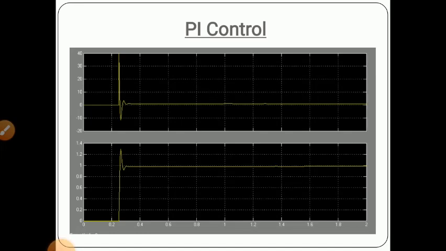Like this it is shown. The first graph indicates the error signal, and the second graph shows how the overshoot is controlled and how the system gets stable earlier. In the second graph you can see that overshoots are decreased as well as settling time is also decreased. So like this PI control action works.